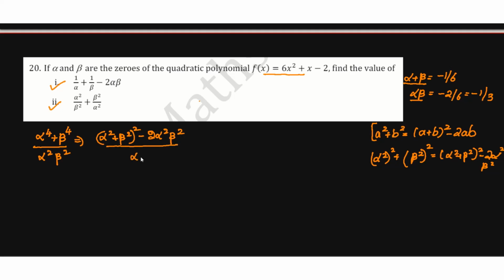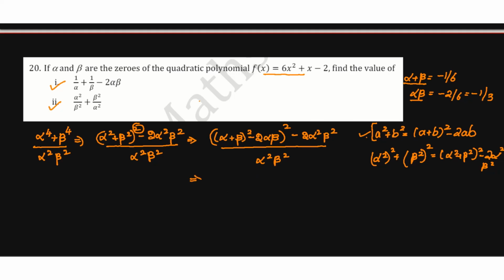Now I've got half of the sum. So again, I don't know alpha square plus beta square. So I'm going to use this identity again. I'm writing it as alpha plus beta the whole square minus 2 alpha beta. But we have to be very careful with the powers. There is a square here, so we have to put the square here also. Minus 2 alpha square beta square by alpha square beta square.